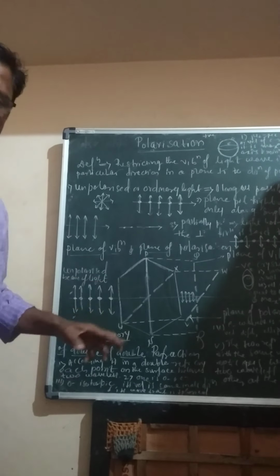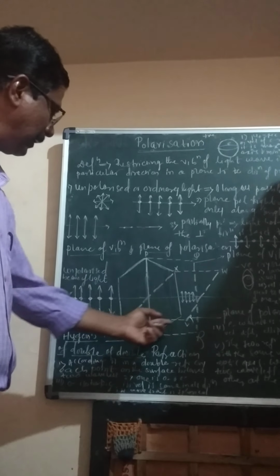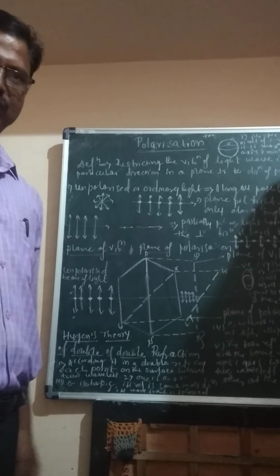And the plane in which no vibration of the light waves takes place, what do we call it? The plane of polarization. So here UVWX is our plane of polarization, in which there is no vibration of the light waves. That plane is perpendicular to your plane of vibrations.